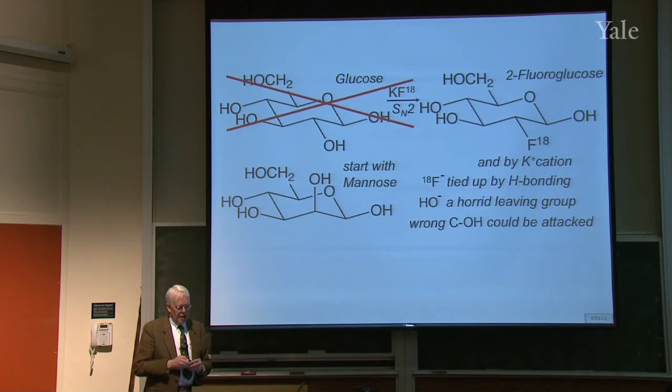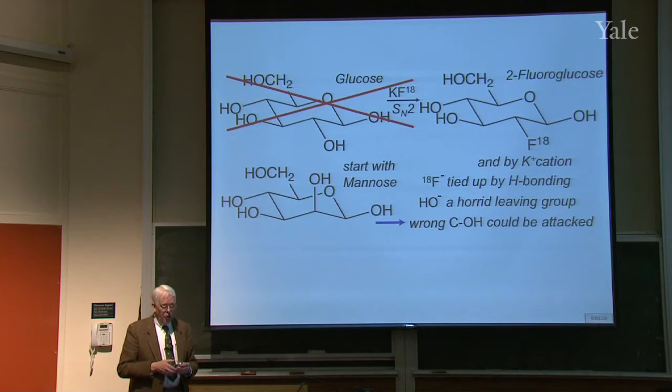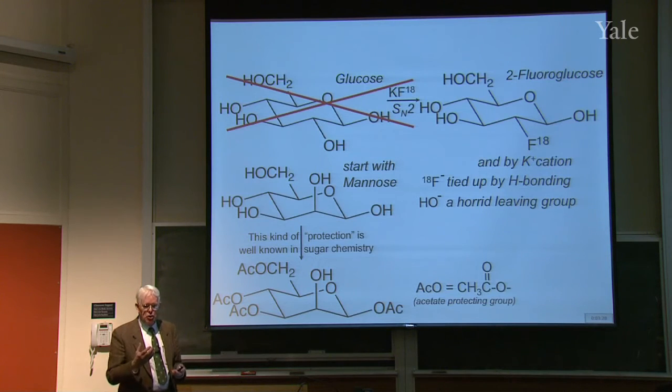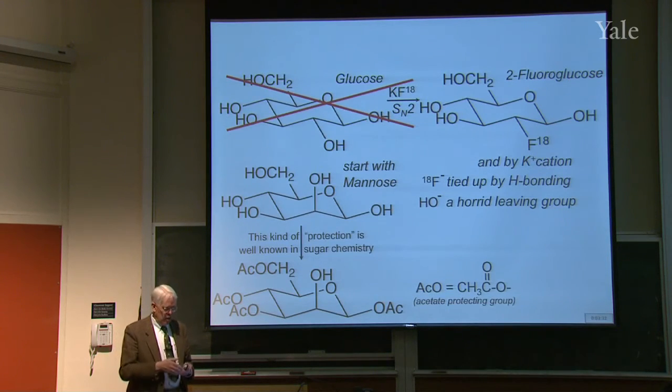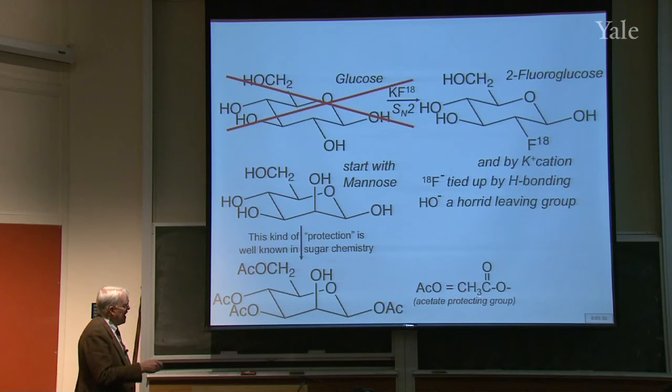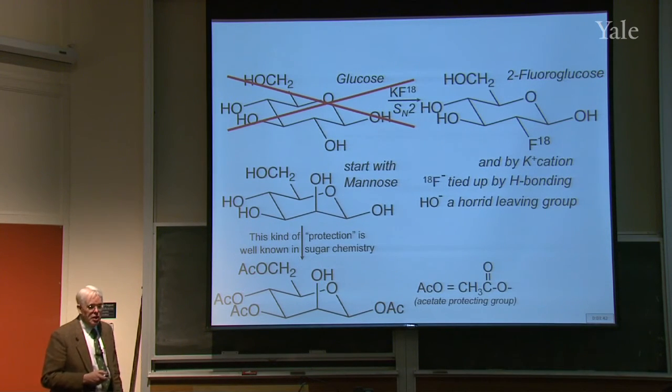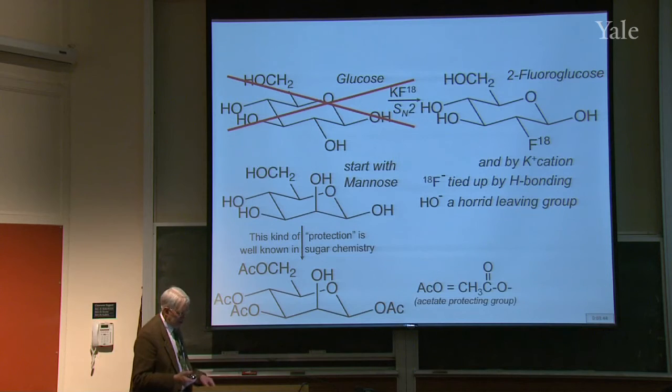And the way you do it has been known a long time in sugar chemistry, which is you can protect some of the groups and not another one. So what's done here is to put acetyl groups on all the other 4, but not on this particular OH. And how that's done, we won't go into now. That's a topic in sugar chemistry, but you know how to do it.